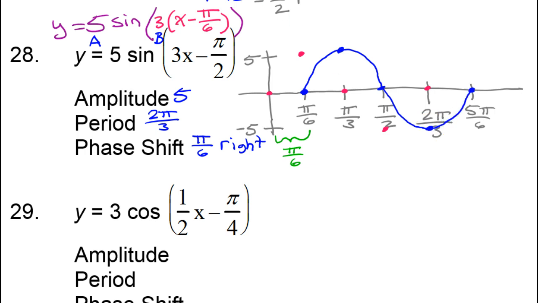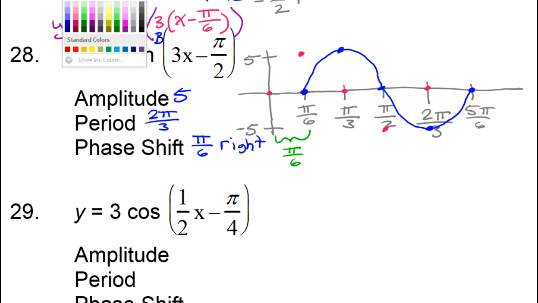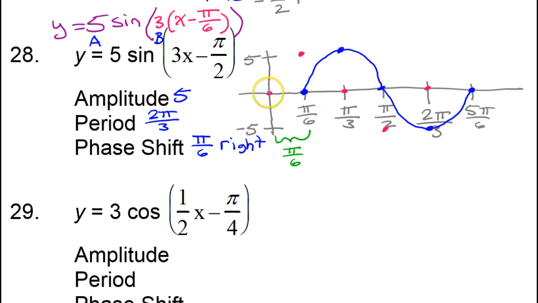And there it is. But just for emphasis, please understand that I'm taking each point and I'm moving it pi over 6 to the right. So this point, for example, got moved to the right by pi over 6. This point right here moved to the right pi over 6. Same with this point and same with this point. I just moved each point over one space because each space is pi over 6 wide.